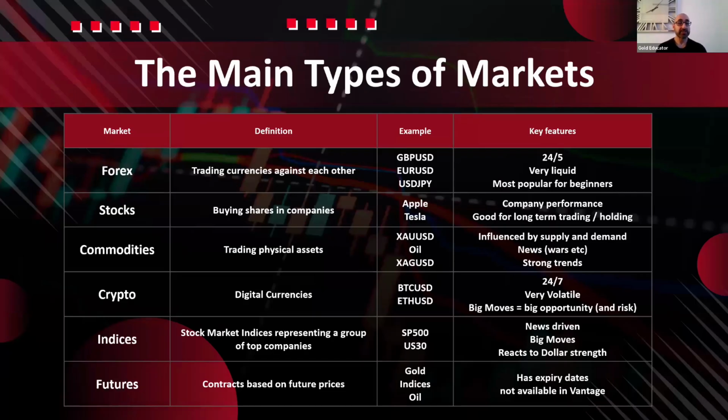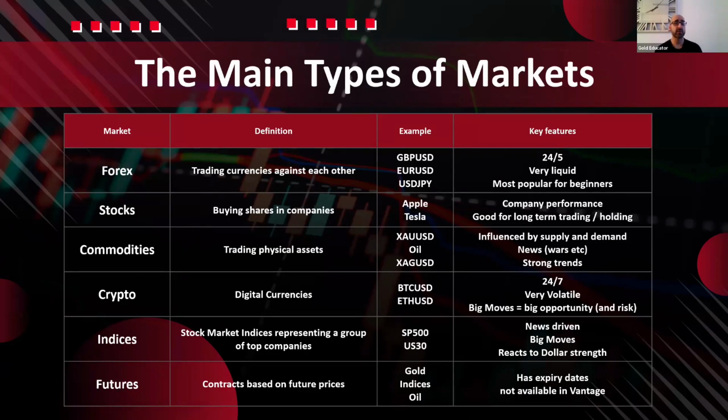So you've got stocks as well. You should be aware of big companies like Apple, Tesla. You can look to buy shares in companies, and you'll see that stocks tend to move based off what we call company performance. So if you hear some news that's very positive, let's say for Apple, you might see their stock price increase. That's another type of trading as well.